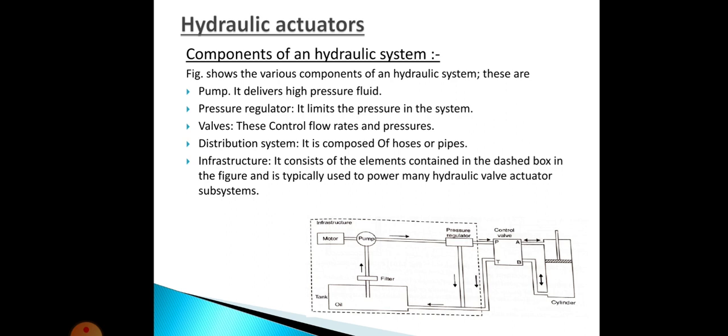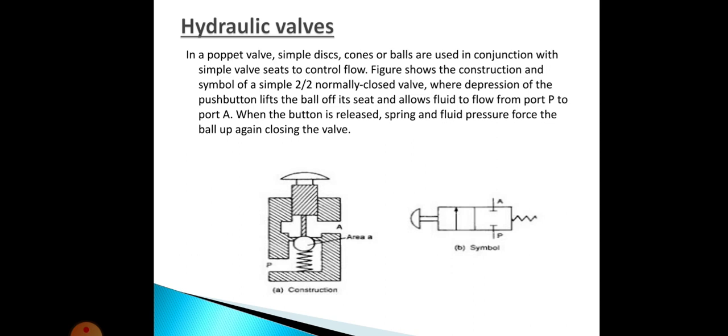The next one we will be seeing is hydraulic valves. You can see in the diagram the construction and the symbol of the hydraulic valve. It is a poppet valve. Simple discs, cones or balls are used in conjunction with simple valve seats to control the flow. The figure shows a 2 by 2 normally closed valve, where the depression of the push button lifts the ball off its seat and allows fluid to flow from port P to port A.